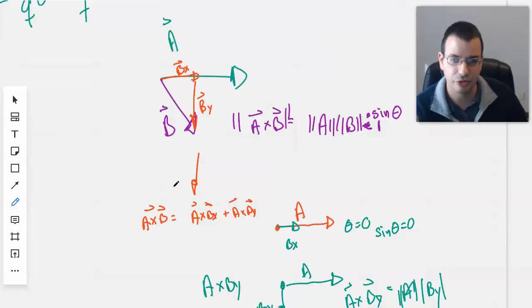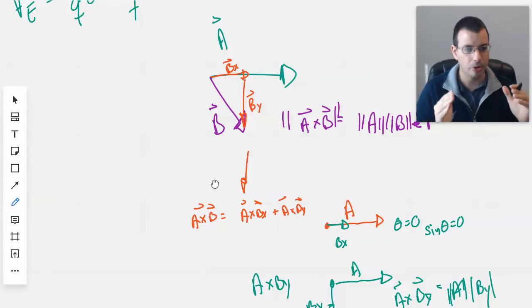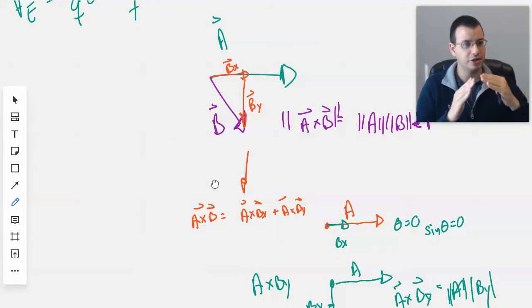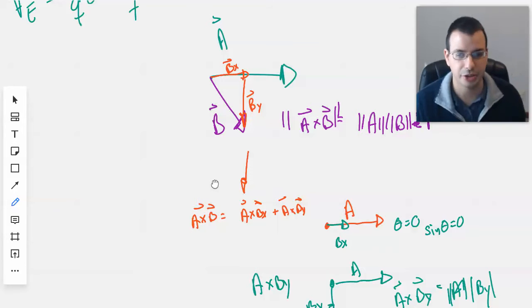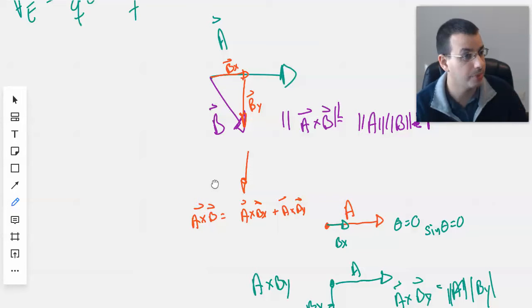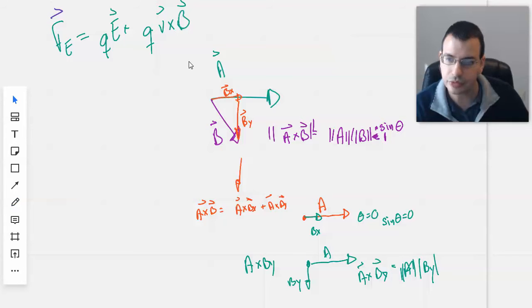What it's saying is, for a cross product, the more perpendicular two vectors are, the more their cross product contribution is going to be. And it's going to be maximized when the two are perpendicular to each other.